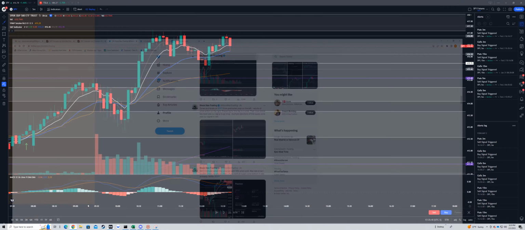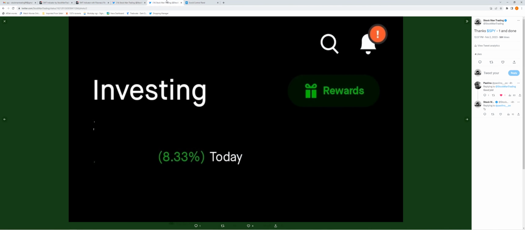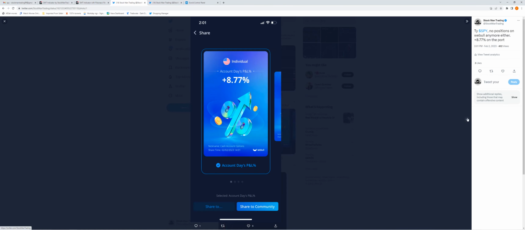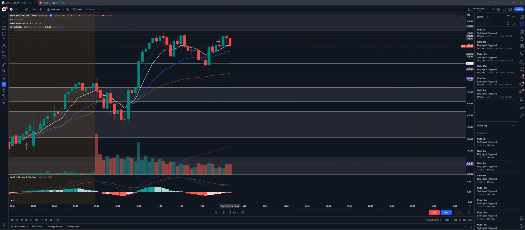I forgot to show you Robinhood, but ultimately after this trade as well, I was up 8.33% on my Robinhood, and then at the end of those two, I was up 8.77%, and then 44% on calls. And so I think those calls weren't that scalp. I think that was from back here. But anyway, let's continue.